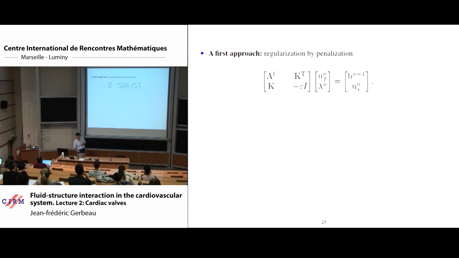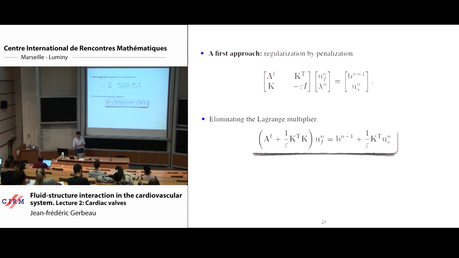So the first approach to solve the saddle point problem is to do a regularization by penalization. So you replace the 0 here by an epsilon, and this is very standard. And you get this, so you eliminate the Lagrange multiplier with your penalization, and you get this system to solve.